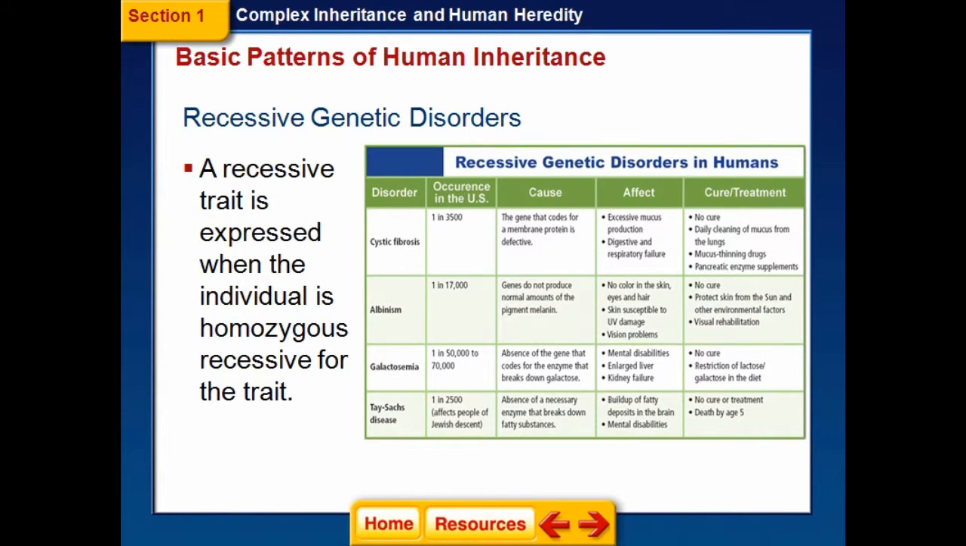Okay, recessive genetic disorders. A recessive trait is expressed, or in other words, the recessive trait is seen in an organism when the individual is homozygous for the recessive trait. Homozygous means both of their genes are the recessive trait. Otherwise, you won't see the recessive trait. Some examples of these, which we're going to look at in the next couple minutes, are cystic fibrosis, albinism, galactosemia, and Tay-Sachs disease.